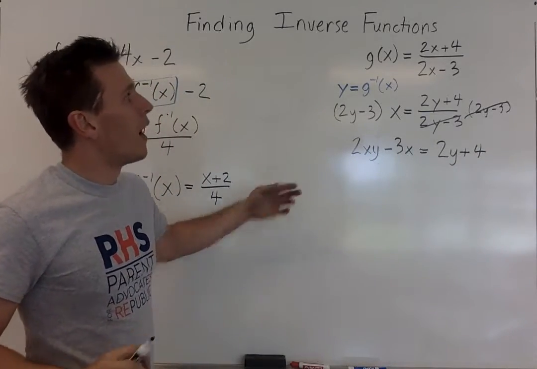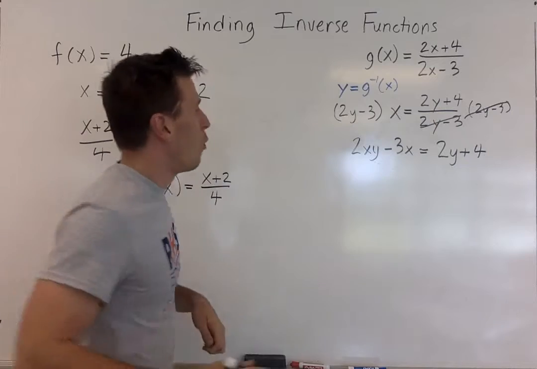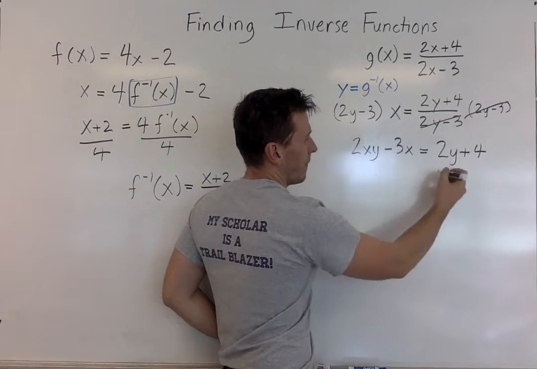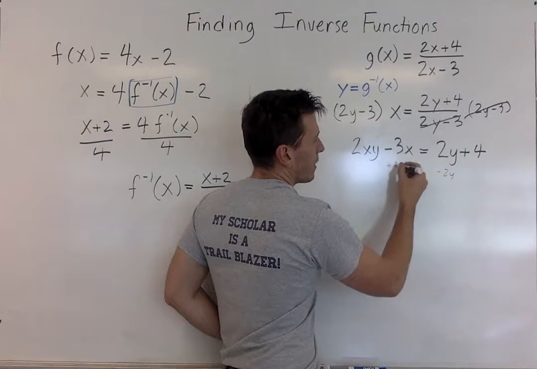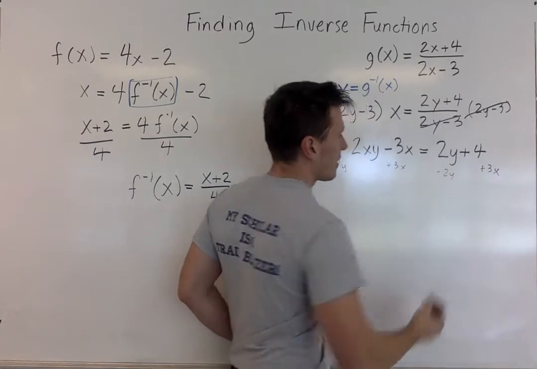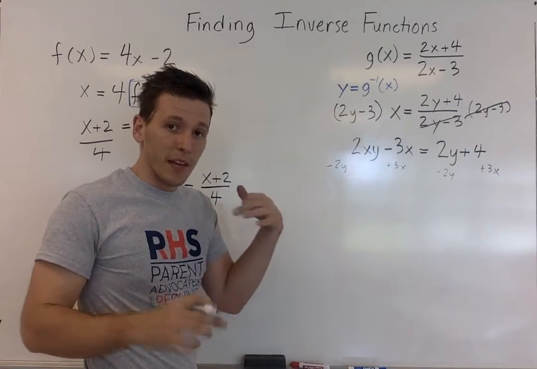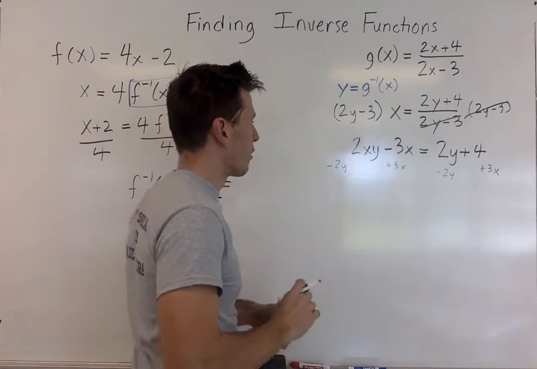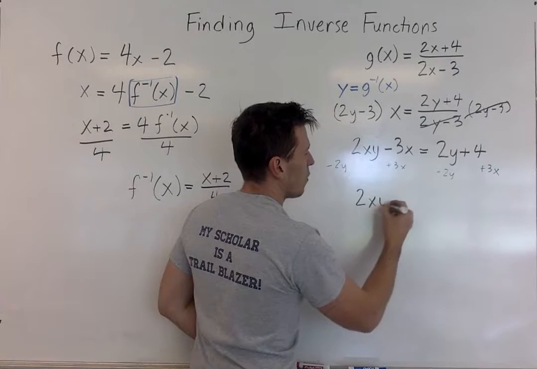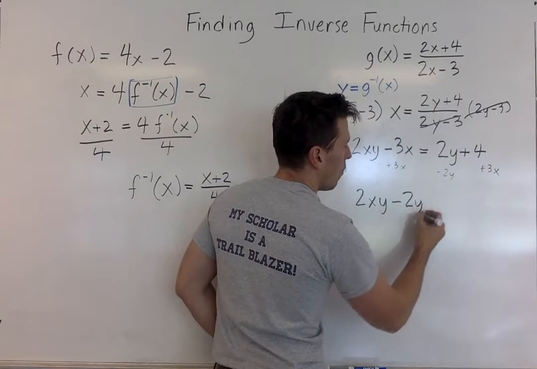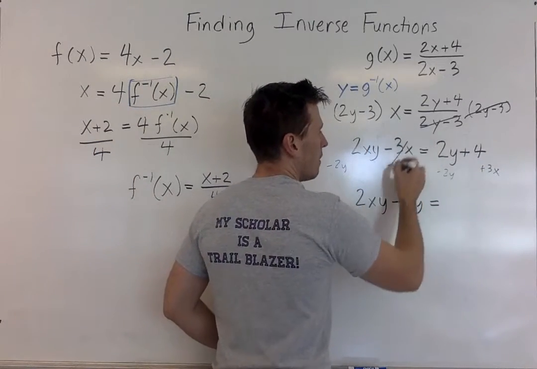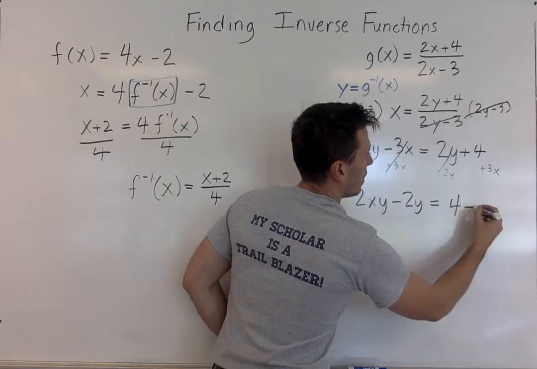Then, if I'm solving for y, for my inverse function, what I'll do is get all the y's on one side. I'll do that by subtracting 2y and adding 3x to both sides. So minus 2y plus 3x. I'm really good at doing this in my head. If this is confusing to you, watch it again, see if you can figure it out. So this left side becomes 2xy minus 2y. And this right side becomes 4 plus 3x.